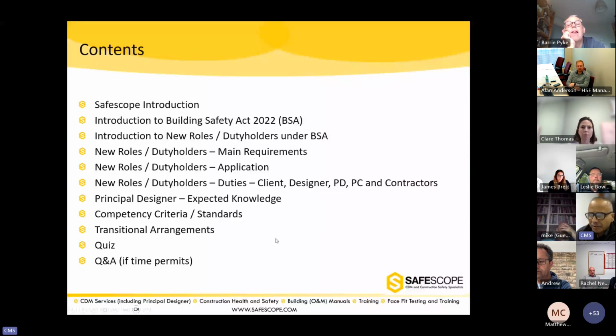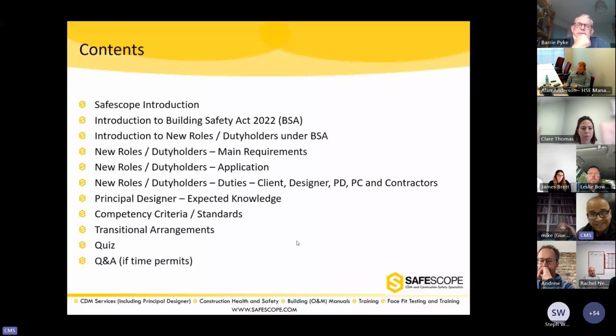Now, what we try to cover today is the introduction to the Building Safety Act very quickly. Introduction to new roles and duty holders under the Building Safety Act. That's the important part. What are the main requirements for those new roles? Application of new roles. And we have created a flow diagram to explain how these roles work, same as we did with the CDM regulations.